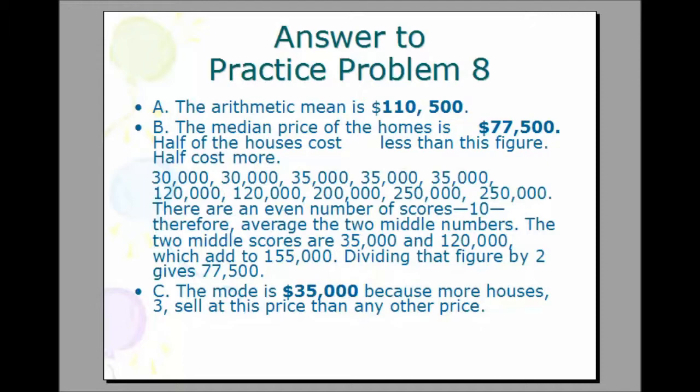There are an even number of scores, which is 10. Therefore, we average the two middle numbers. The two middle scores are 35,000 and 120,000. These two add to 155,000. Dividing that figure by 2 gives 77,500. The mode is 35,000 because more houses, which is 3, sell at this price than at any other price.